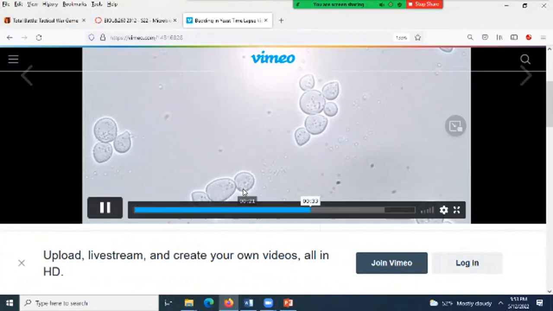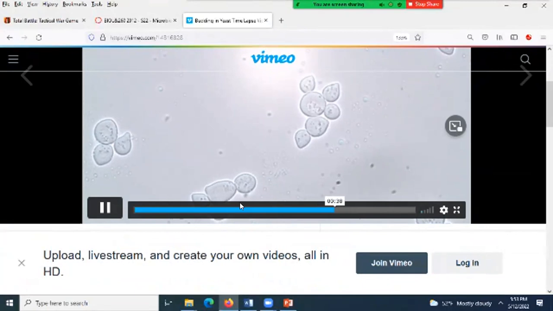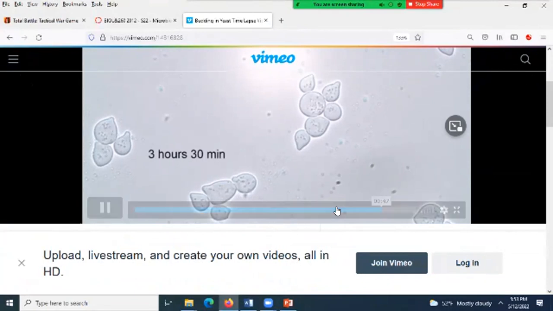All right, so now this cell is about the same size as the parent cell. It's now separated from the parent, and this parent's gonna make another bud there, and this cell is gonna make a bud here. Any questions about budding?